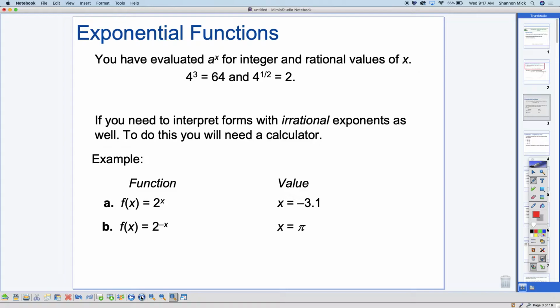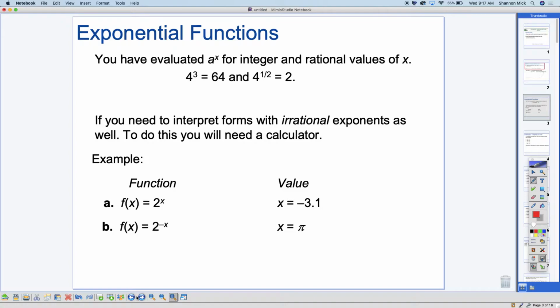You have evaluated a to the x for integers and rational values of x. You have done that before. We know that 4 cubed is 64. You should know 4 cubed is 64. And what does this 1/2 mean in the exponent of the 4? It's the square root. That's why we spent 2 days on what we did. It's the square root of 4. The square root of 4 is 2. So we've graphed that.